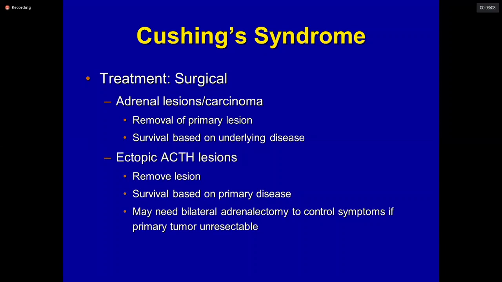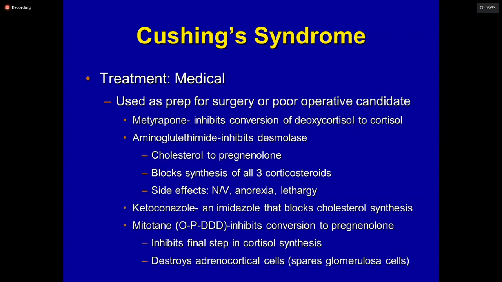Now, things will be much easier if we have an adrenal lesion or a carcinoma. So we simply remove the primary lesion in the adrenal. And when we have ectopic ACTH, we should just remove the cancer which is causing the manifestations of paraneoplastic secretion of ACTH.